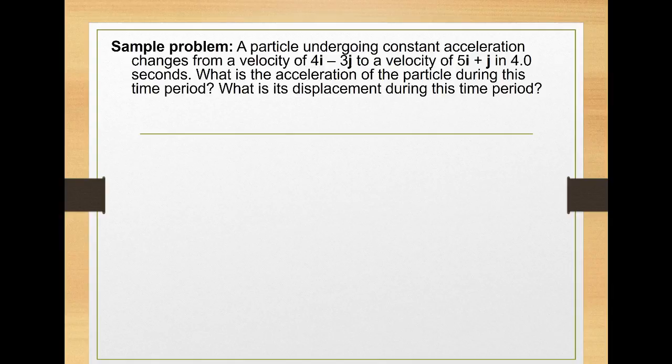Okay, let's do one more example, and this one is a little bit more complicated. We have to be really careful about how we think about this, okay? So we're going to have an initial velocity of 4i minus 3j and a final velocity of 5i plus j. And we want to find the acceleration and then displacement during this time.